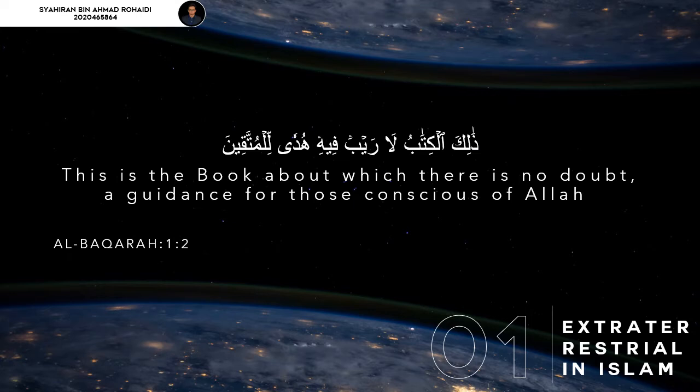Okay, now I will show two surahs that mention extraterrestrials in the Quran. But first, I would like to read Surah Al-Baqarah verse 2. A'udzubillahi minasyaitonirrajim. Zalikal kitabu la raiba fihi hudan lil muttaqin. Sadaqallahul azim. This is the book about which there is no doubt, a guidance for those conscious of Allah.